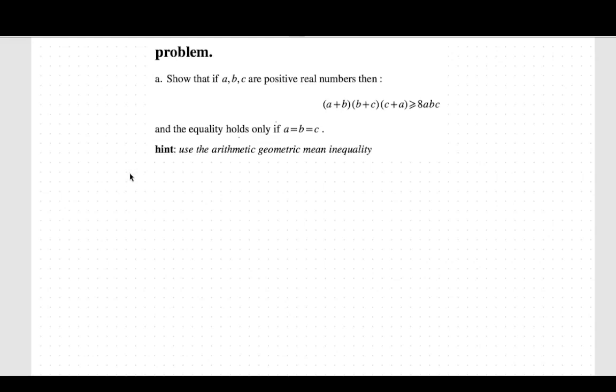Let's start with this problem. The problem says show that if a, b, c are positive real numbers, then (a + b)(b + c)(c + a) is greater than or equal to 8abc. Then there's another part of this question that says the equality holds only if a equals b equals c. So let's begin with the first question.